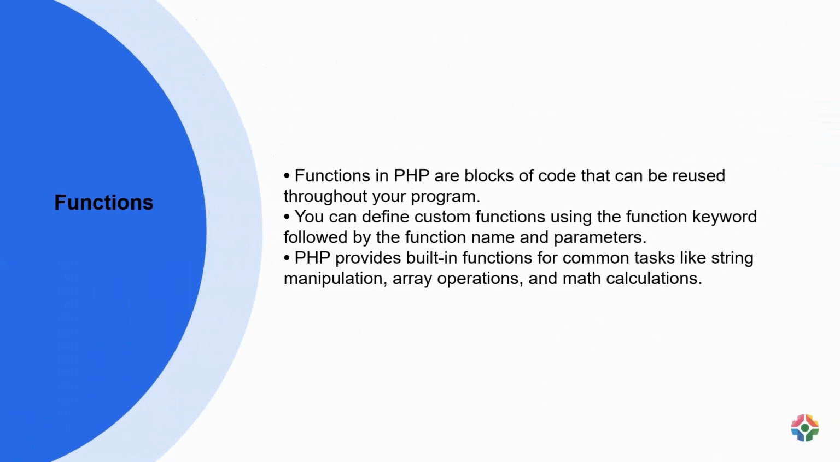Functions in PHP are reusable code blocks defined with the function keyword, enabling modular code organization. Custom functions can be created by specifying the function name and parameters. For instance, a function to calculate the area of a rectangle can be defined with parameters for length and width. Additionally, PHP offers built-in functions for tasks like manipulating strings, working with arrays, and performing mathematical operations.